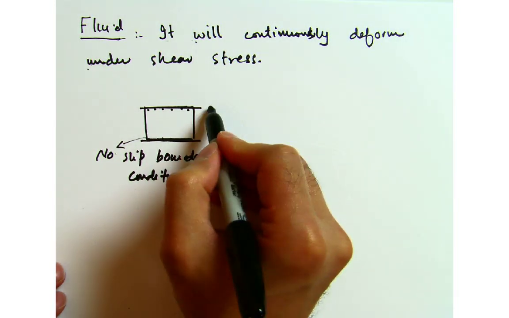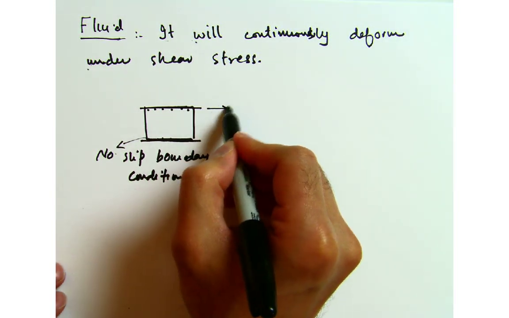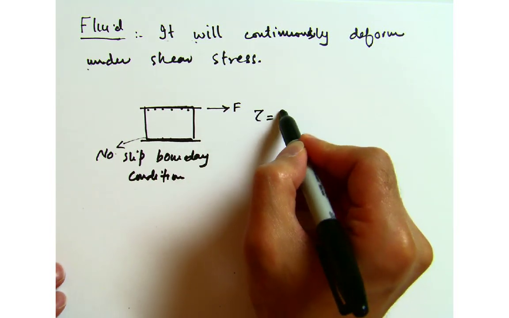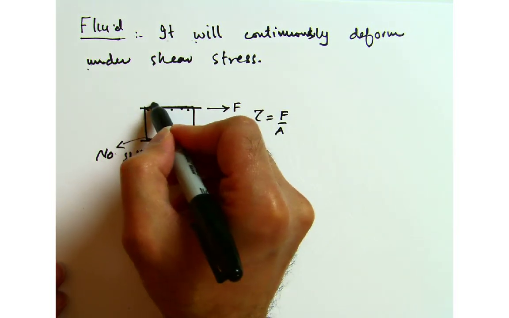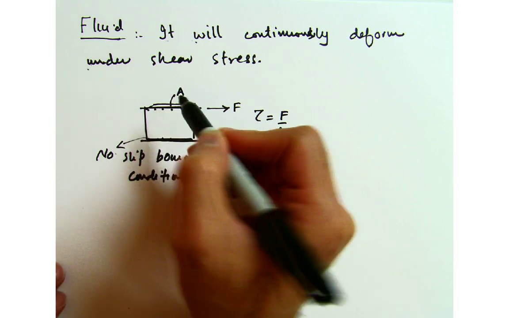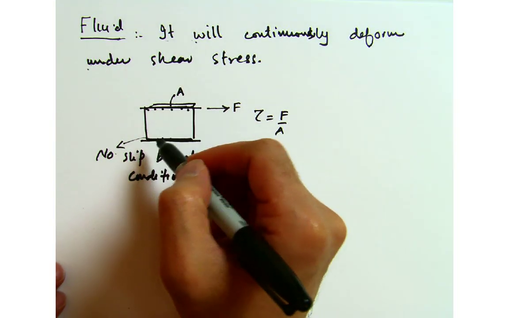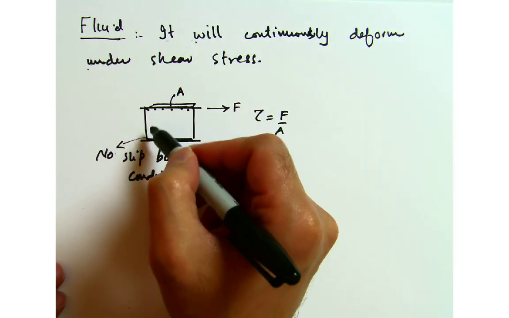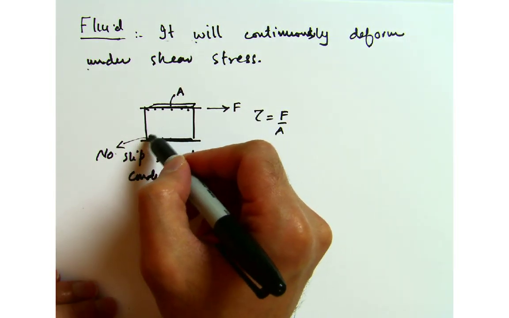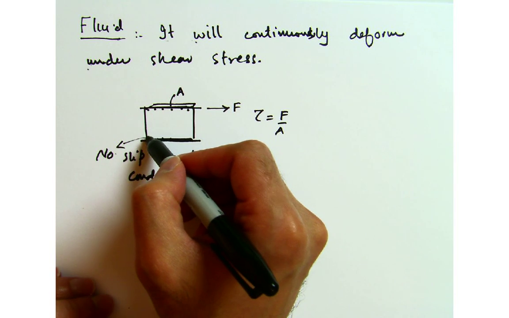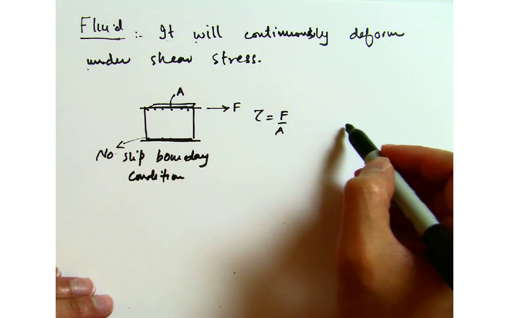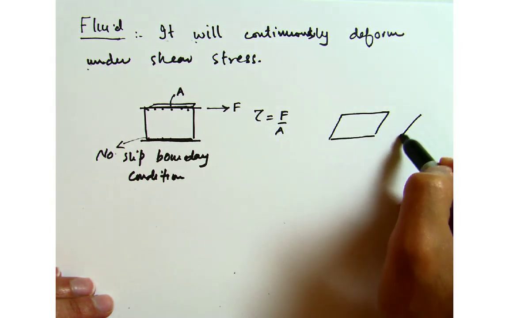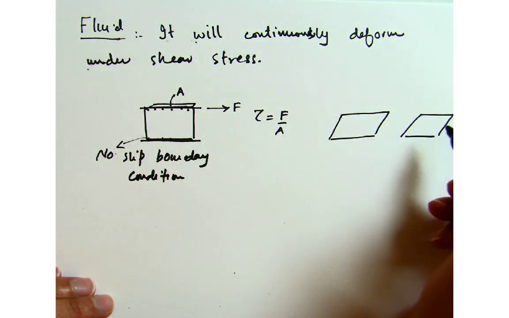Okay, so if you move this top plate with some force F, which will provide some shear stress, which is F over A, where again this is the surface area. Now as soon as you apply some shear stress, this will start to deform, and it won't stop, it will just continue to deform. So in one case it will be like this, and then after a while it keeps on deforming to this shape, and so on.